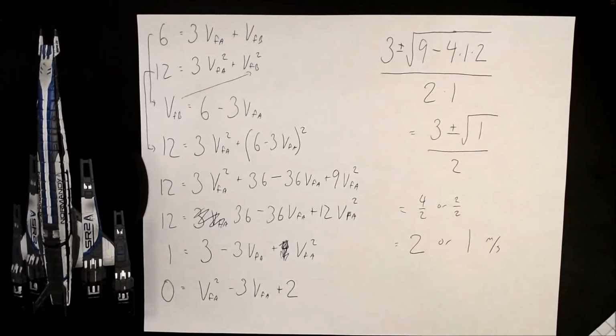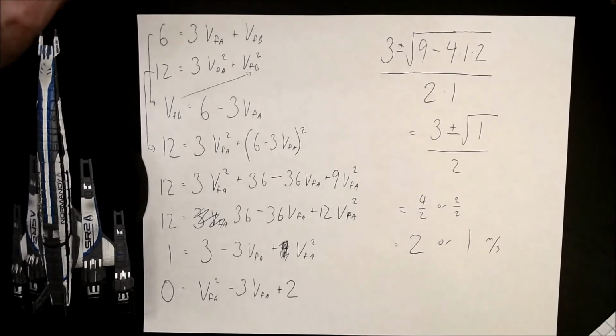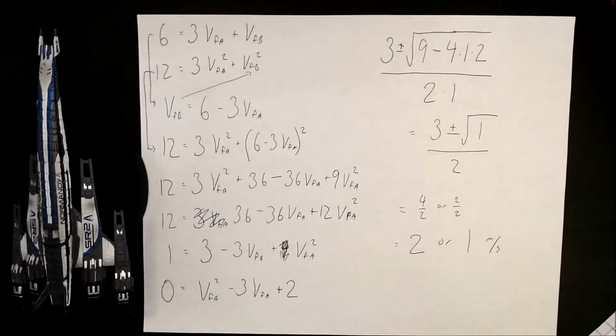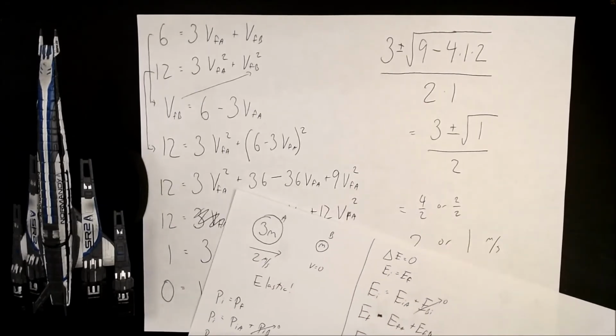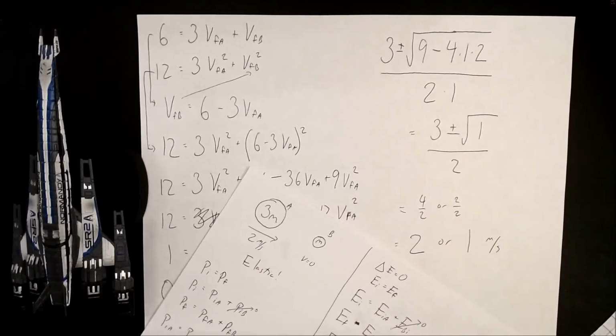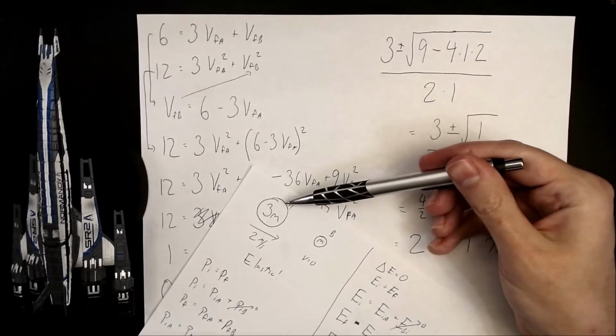Okay. Well, we got 2 answers out of this. And I don't know which one to pick offhand. 2 meters per second or 1 meters per second? Well, let's go back and look at our original setup, and maybe that's going to help us. Here's our original setup.